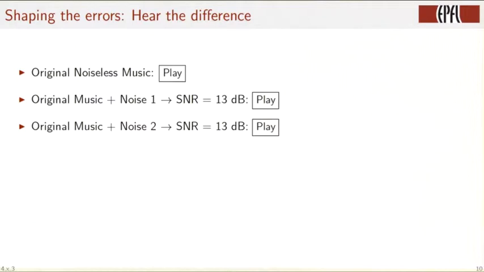Now we are going to add exactly the same amount of noise, so SNR is also 13 dB. However, we shape the noise in a clever fashion.